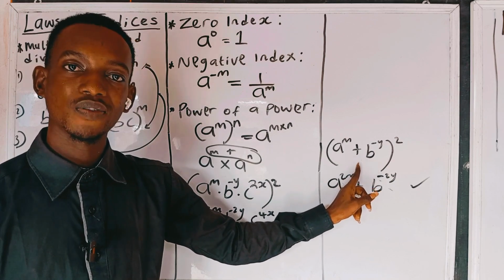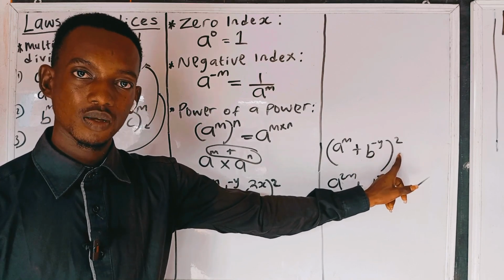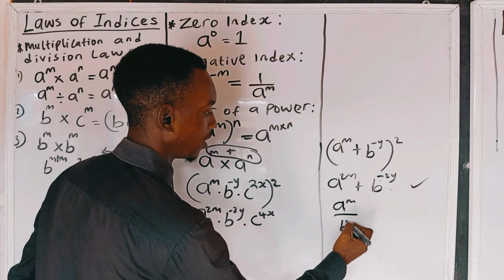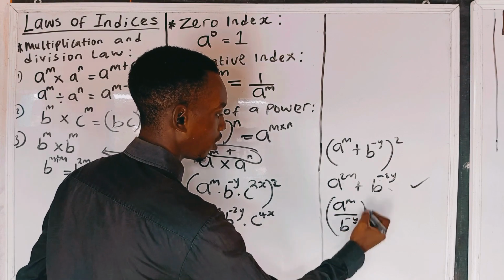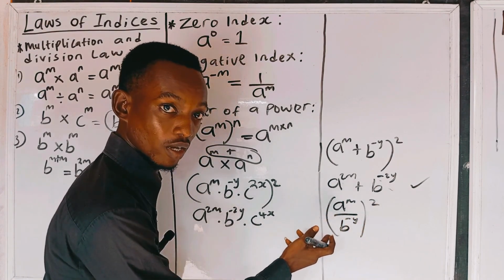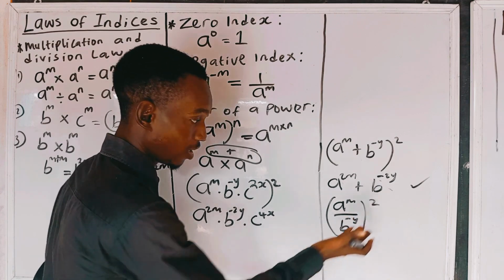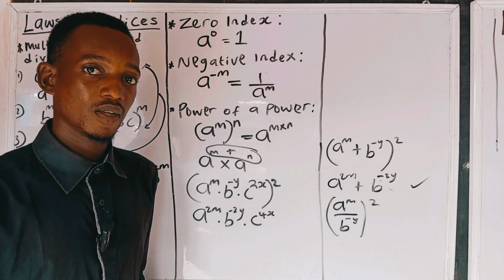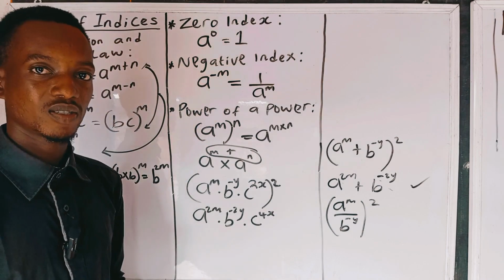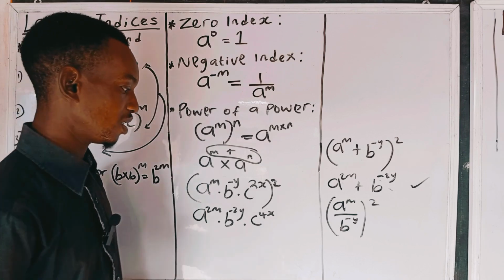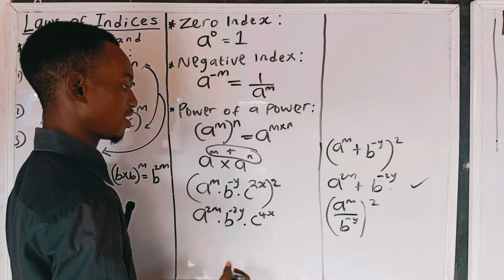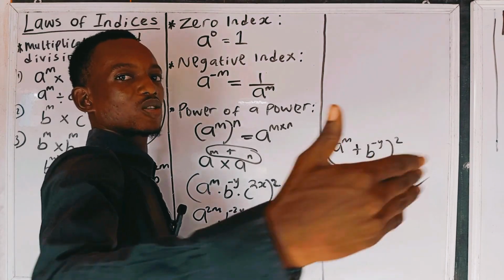If they're not multiplied or divided, you can't share the power. But if we have a to the power of m all over b to the power of negative y, all to the power of 2, there is division here, so yes, we can share the power. 2 multiply this, 2 multiply this. We can share the power for them. Okay, so that's that about that. Please don't make these mistakes. And another complication we can get from WAEC: let's say we're having lots of powers.